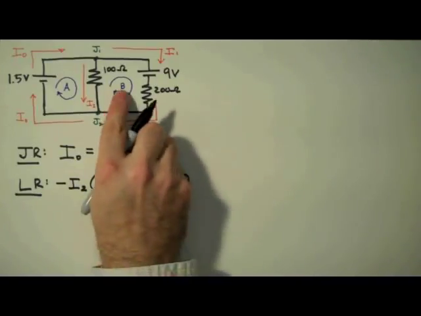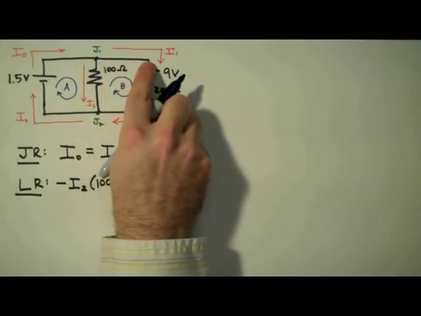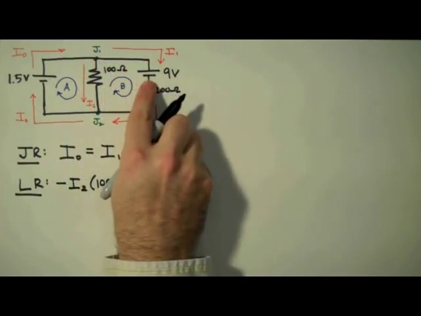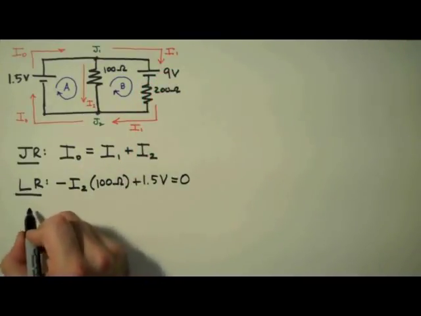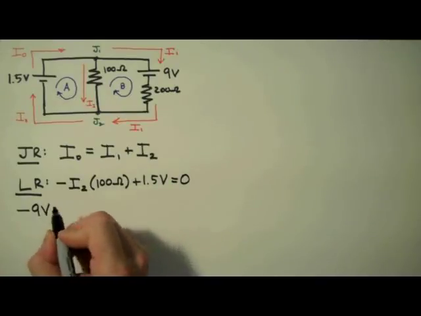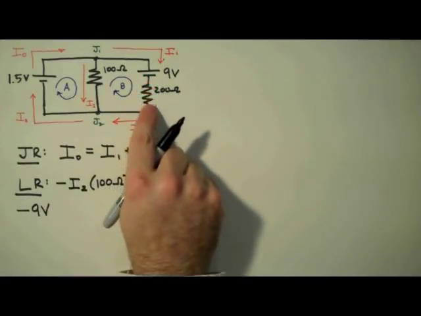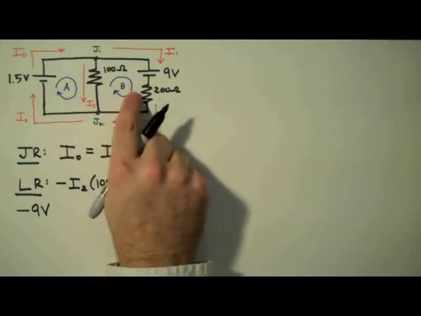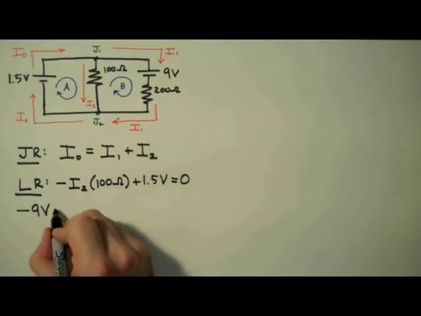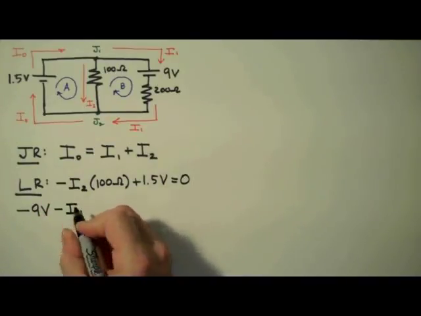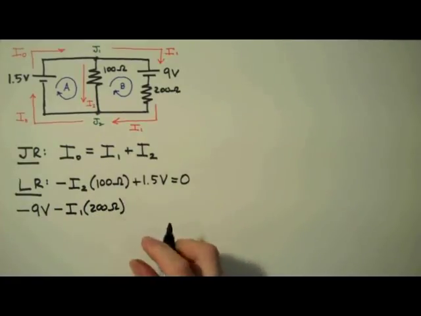Next, we use the loop rule to analyze loop B. Starting again in the upper left-hand corner, we travel around clockwise until we get to the first component. It's a 9 volt battery. Traveling from high to low, that means a voltage drop, minus 9 volts. Continuing around loop B, we get to the 200 ohm resistor. We're traveling clockwise, which is with the direction of I1. That's going to indicate a voltage drop, minus IR. So I write minus I1 times 200 ohms.